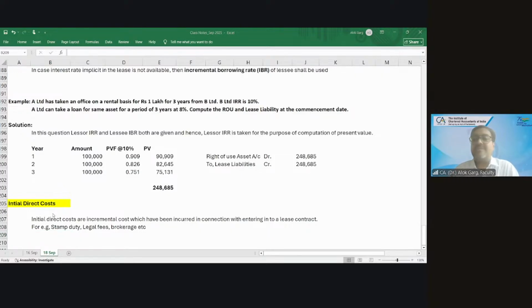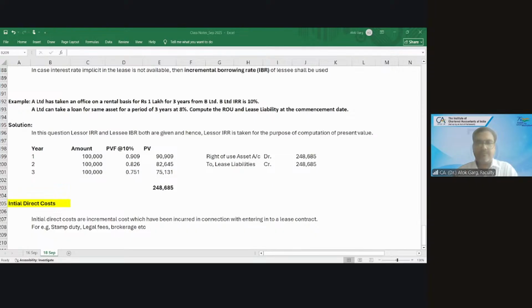Okay. So friends, in the next class, we will discuss the initial measurement of right of use asset and lease liability. So up to this part, we have covered all the legs of the lease contract: right to control the use, identified asset, lease term, and lease payments. And we have also discussed the concept of inception of the lease, commencement of the lease, then discount rate, then initial direct cost. So we have covered all these concepts today, right? Any doubt in any concept which I have covered today? Any doubt in any concept?